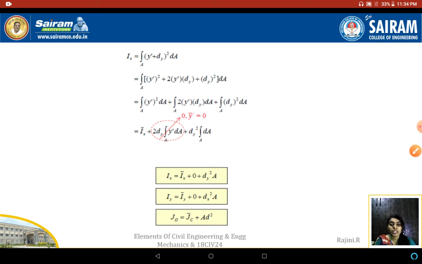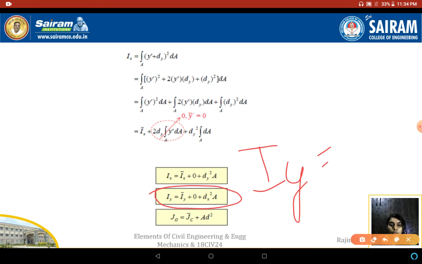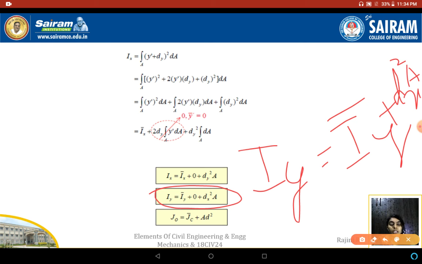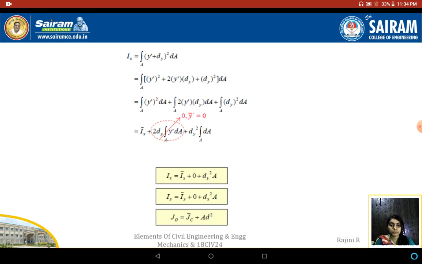Similarly, if you take Iy, you can observe Iy is equal to Iy bar, that means the inertia about the centroidal y-axis, plus dx square into A. So this one we need to remember: for Ix, dy square will be there, and for Iy, dx square will be there. Okay, so this is it, and after this we are going to solve a problem on this. Thank you.